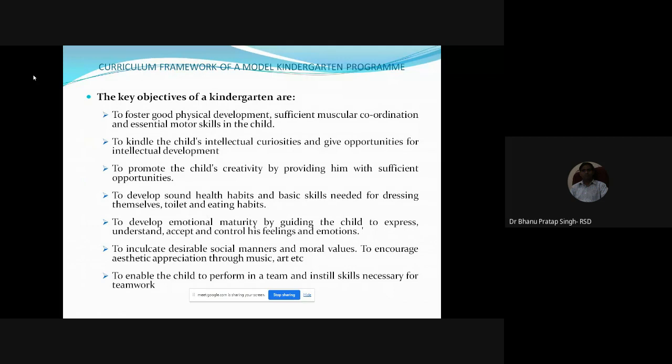So, we have discussed a lot about kindergartens, but if we talk about the model kindergarten, these are the key objectives: to foster good physical development, sufficient muscular coordination, and essential motor skills in the child; to kindle the child's intellectual curiosity and give opportunities for intellectual development; to promote the child's creativity by providing sufficient opportunities; to develop sound health habits and basic skills needed for dressing themselves, even many day-to-day habits like eating habits and sleeping habits.